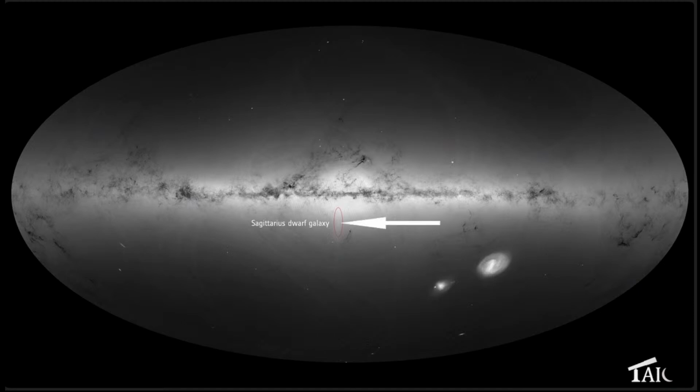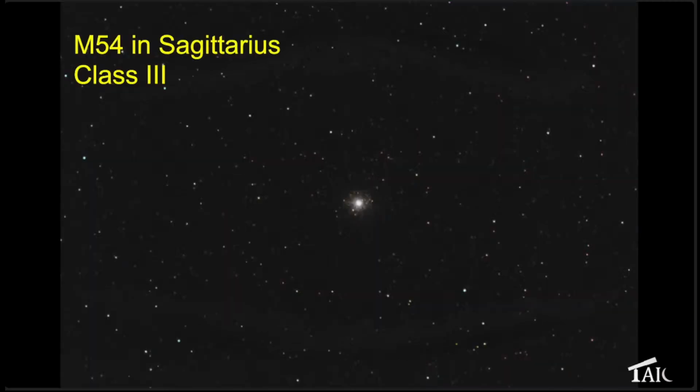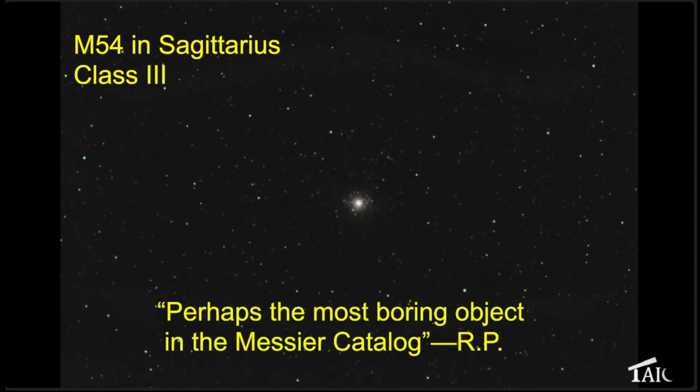And if you look at the very, very center of that ellipse, what you will find is a globular star cluster, quote unquote, M54 in Sagittarius, which is a class 3 globular lying at the enormous distance of 73,000 light years. Now, it doesn't look like much. If I go back and look at my Messier marathon notes from the 90s, I wrote down perhaps the most boring object in the Messier catalog.